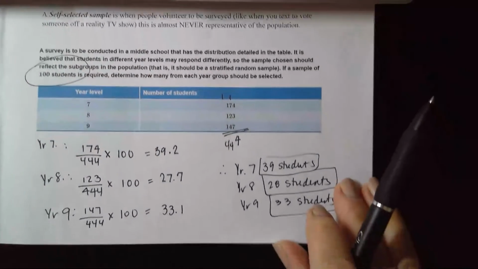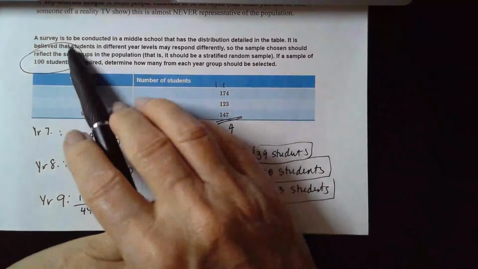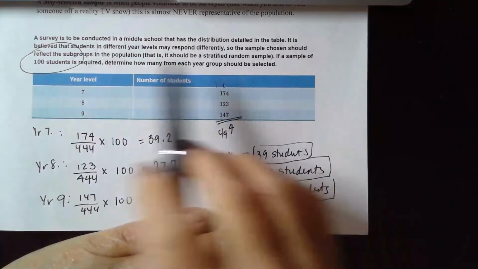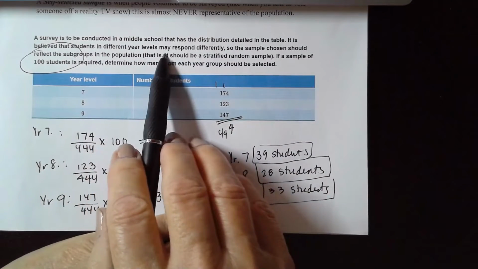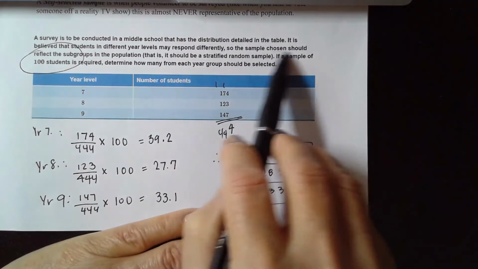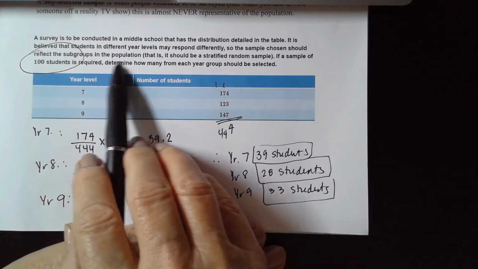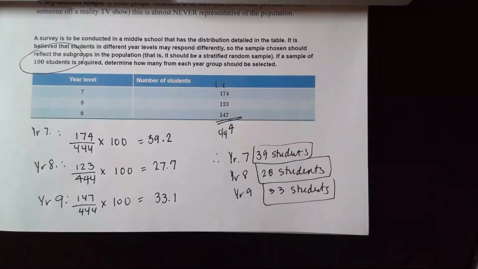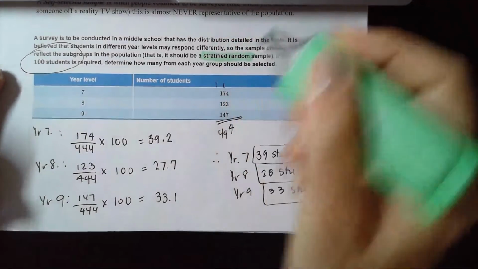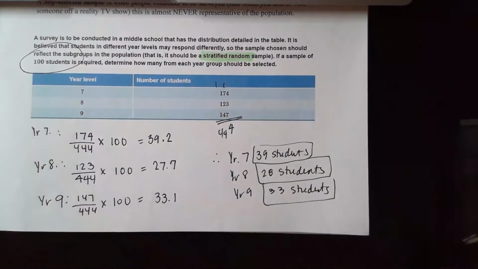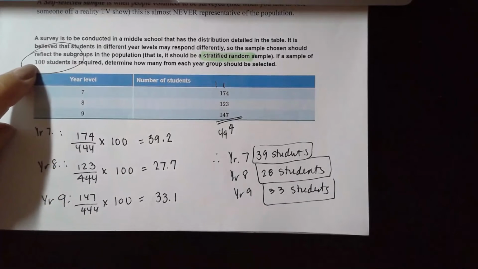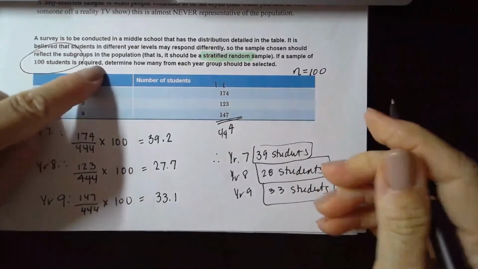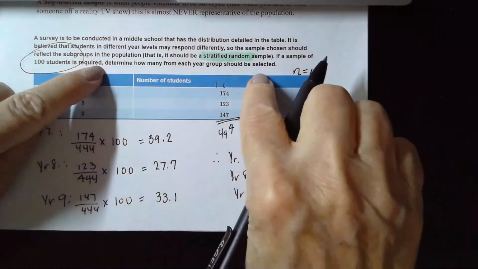In this example down here, which I've already done, a survey is to be conducted of middle school that has a distribution detailed in this table. It's believed that students differ in year levels and may respond differently, so the sample should reflect the subgroups in that population. So it should be stratified. That's the word you're looking for. Reflects the population. The first thing you need to find is the N. It's 100, because they're taking 100 students, and we need to find how many from each year group should be selected.